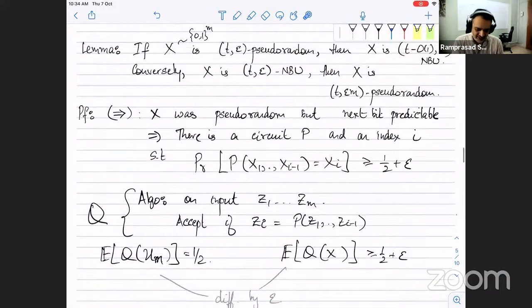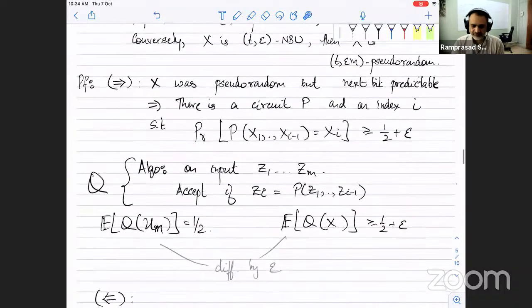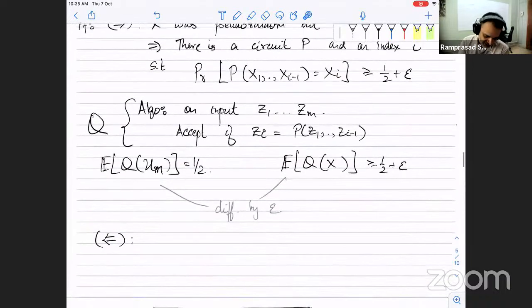The T minus order 1 comes only from the fact that the description of this circuit is a little larger than the description of T, because you're doing one extra equality check or something. So that's all this is. Is this okay so far? So this part is the more natural, easy direction. The other direction is the more fun direction.